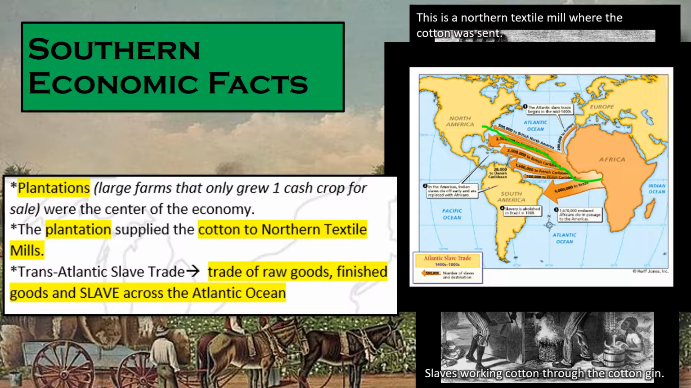So traveling goods from Africa to North America, we were trading them goods in trade for slaves and so on. Finish up and move on when you're done.